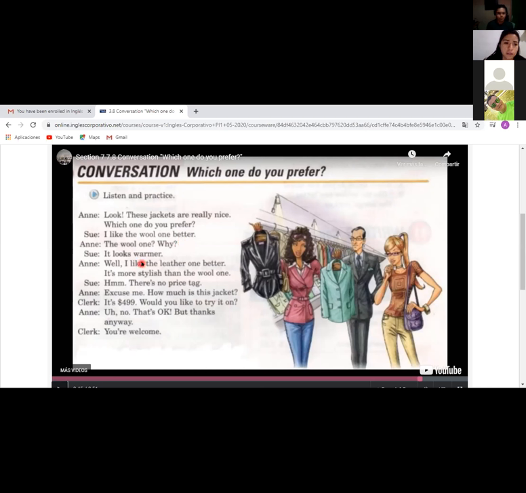What's the meaning of warmer? Cálido. Caliente. Cálido, tibio. Exactly, but in this case, si ustedes se fijan, tiene dos letritas extras. It has an E and an R. So in this case, it will be like more, más cálido. All right. Okay. What's the meaning of stylish?